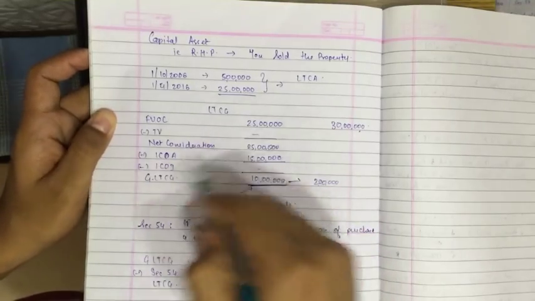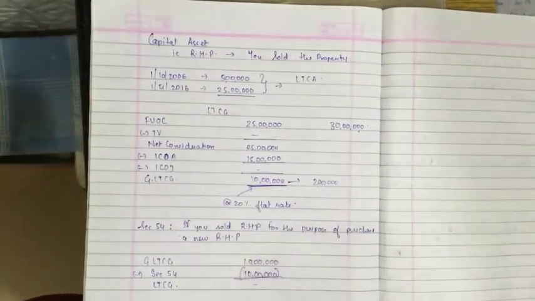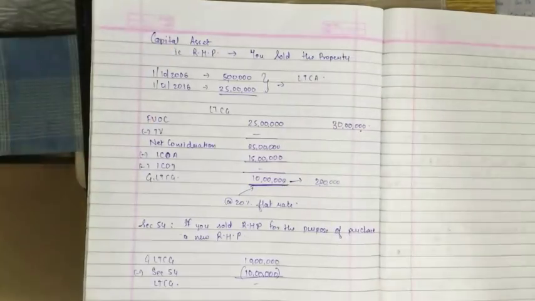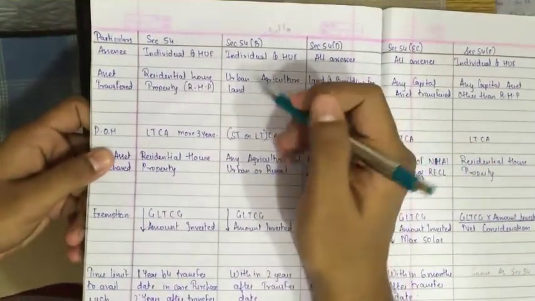In this also, this section will be applicable in the same manner if you have earned a capital gain, but the asset will be changed. In our example, there was a residential house property. Now the capital asset will change. Let's see what the capital asset is right now.